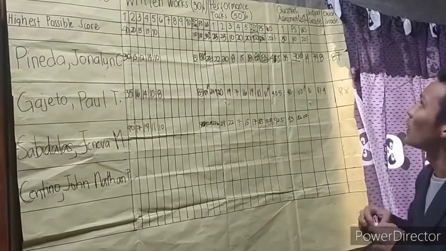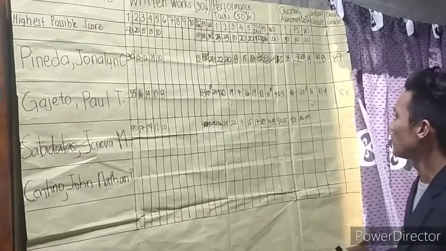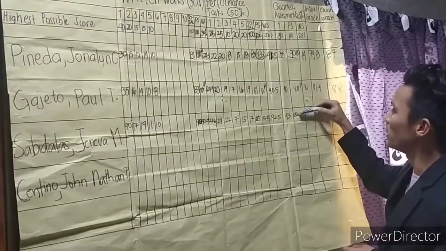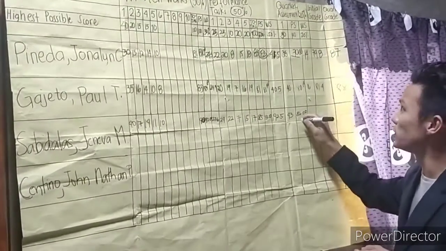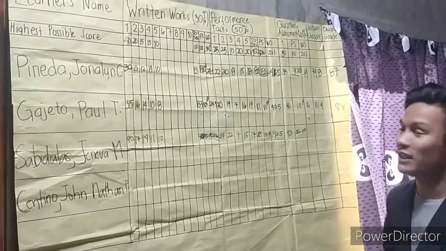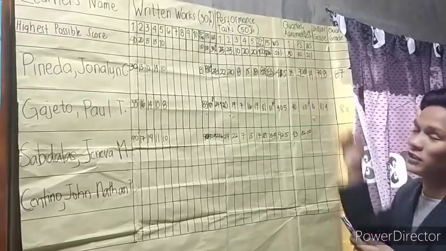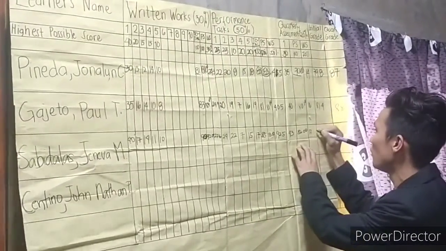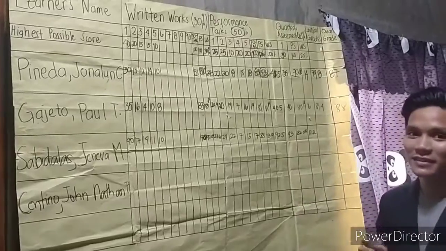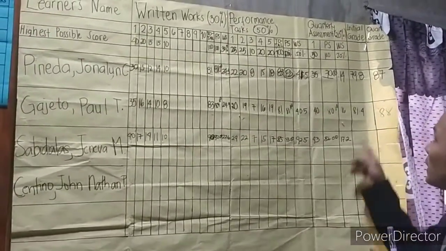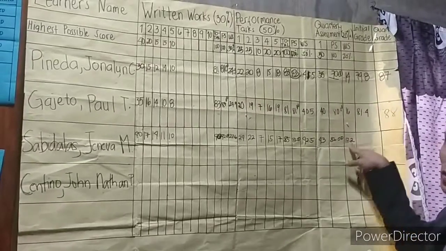Let's go to the quarterly assessment of Geneva. For the quarterly assessment, in the percentage score, she got 86.00. Let's multiply it by 20%, which is 0.20. So the total is 17.2.